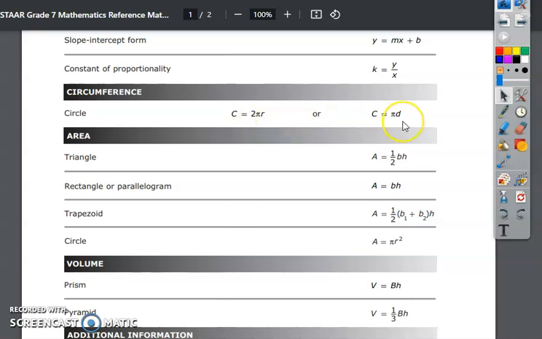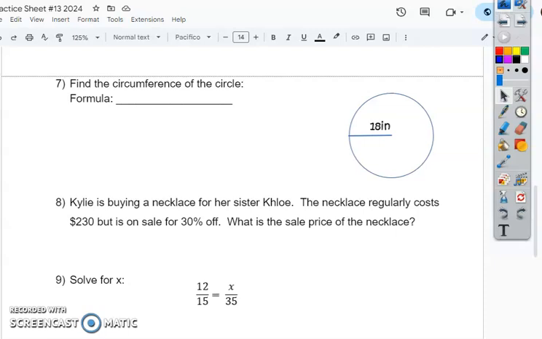Number 7 says, find the circumference of the circle. C equals 2 pi r, pi d. Let's go back and check. Oh, well, right here, it looks like I have the radius because it only goes to the middle. So C equals 2 times pi times radius. That 2 means times 2. Your job is to multiply all three numbers.